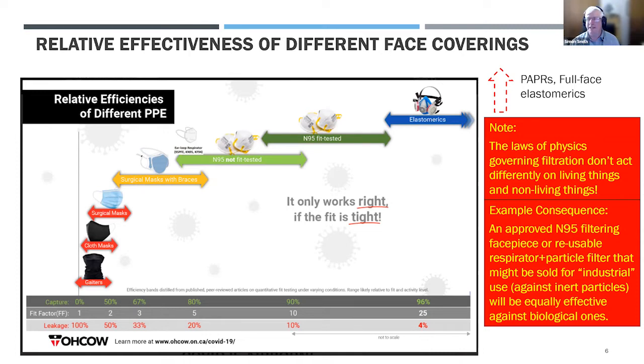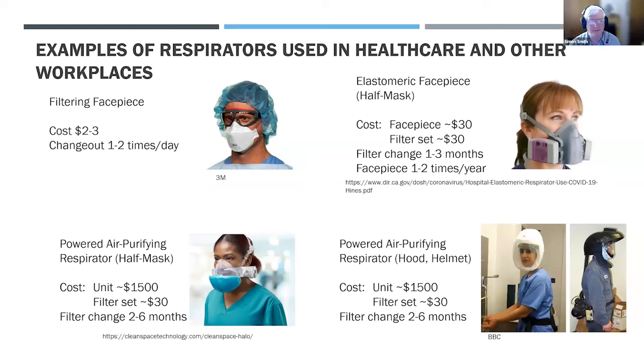Some of the respirators used in healthcare and other workplaces, you see some examples here. A common one is the filtering facepiece. These are disposable types, can be worn for several hours at a time. They may become soiled, they may become uncomfortable, and so they are changed out. But that's been one of the most popular types, also one of the easiest logistically, because they can be disposed of and replaced very, very quickly.